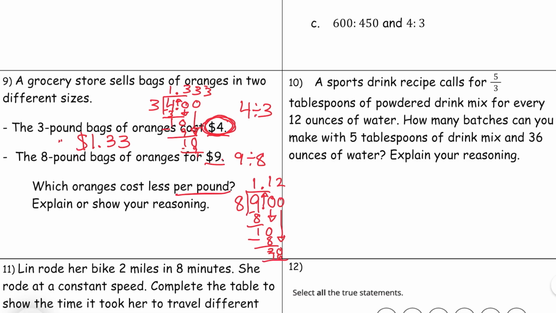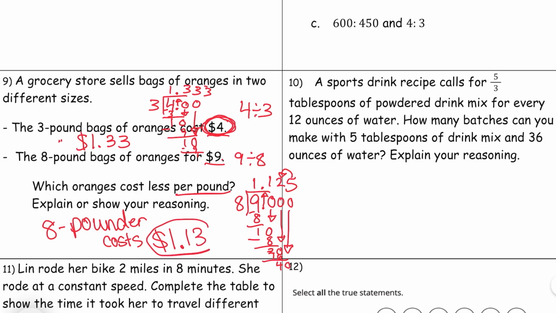But I'll just go down and just make sure. 20 minus 16 is 4, so I add a 0, bring it down. 8 goes into 45 times. So if I was rounding it, I would use this 5 to round the 2 to a 3. So the 8-pound bag, or say 8-pounder, costs, and you have to write it in money terms. So $1 and 13 cents would be it rounded.